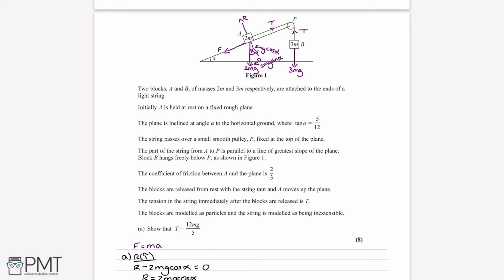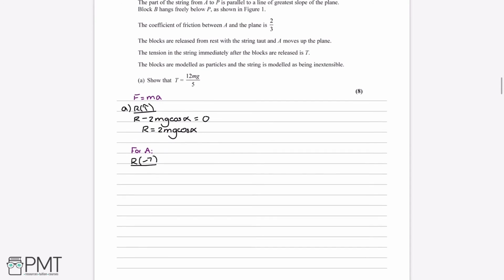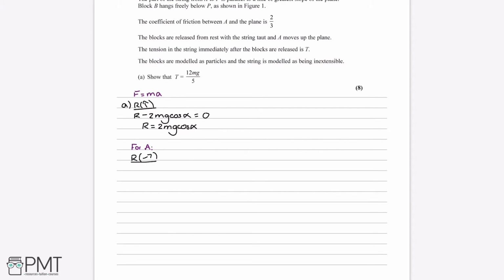And then there are two forces acting against this motion, the frictional force, which we've called F, and the component of weight here that we've called 2mg sine alpha. So again, using the equation F equals ma, we know that the force acting in this direction is T, and the forces acting opposite to this direction are F and 2mg sine alpha.